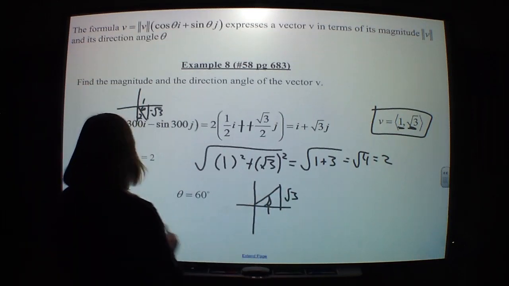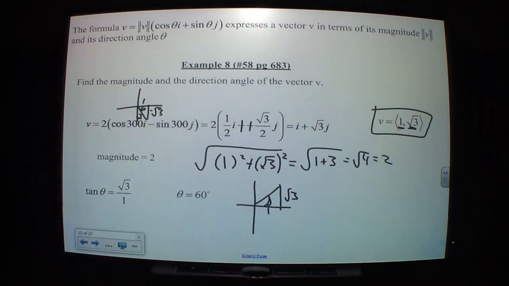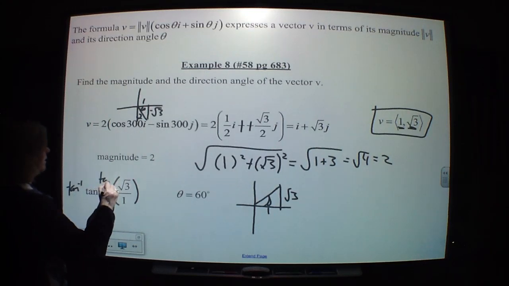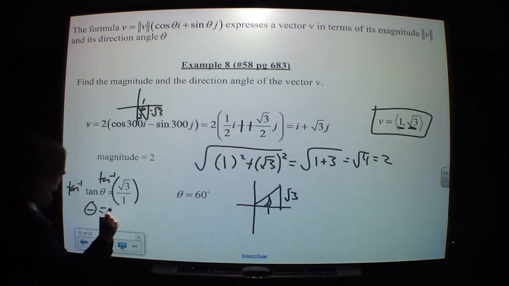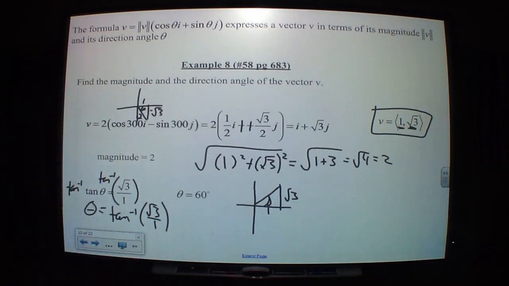Opposite, adjacent. Tangent is opposite over adjacent. Okay? And those are the only sides I'm given. That's why I use tangent. Even though it's a 1, 2, radical 3 triangle, you're given an opposite and adjacent side. If this was not a triangle that you would know, you would take the inverse tangent of the sides, and that would give you theta is equal to the inverse tangent of radical 3 over 1. If you put that in your calculator, you'll get 60 degrees.